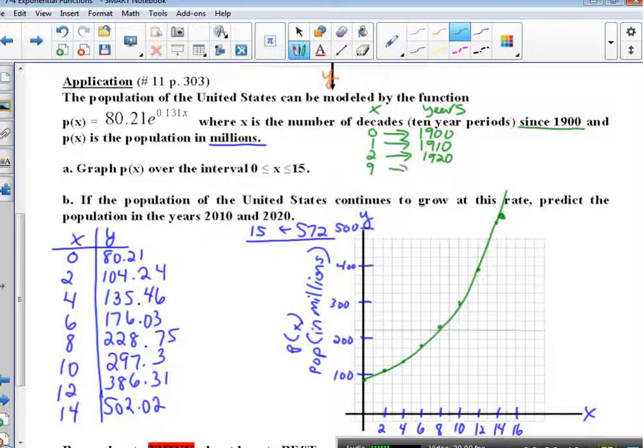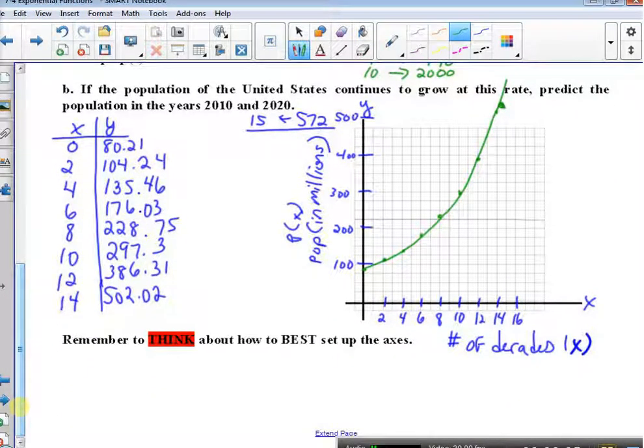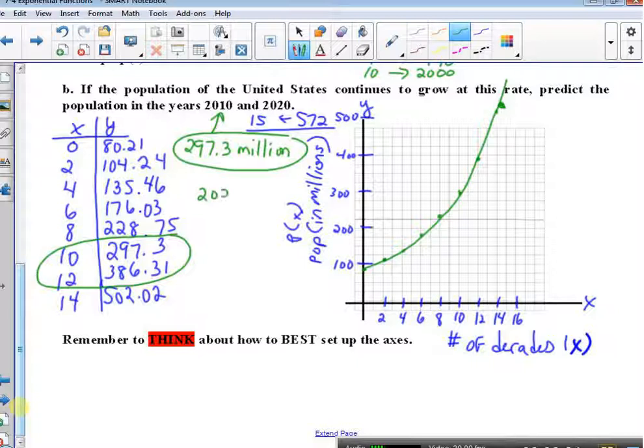So if we jump up to 9 decades, that should be 1990. And 10 decades should be 2000. So 11 decades should be 2010, and 12 should be 2020. So that's what I'm going to use to answer down here. 2010, we had 297.3 million people from the table. And for 2020, we'd have 386.31 million, which we could write out if we wanted to. 300, we just put a whole bunch of zeros at the end here and change that to a comma. 386 million, and so on and so forth from there.